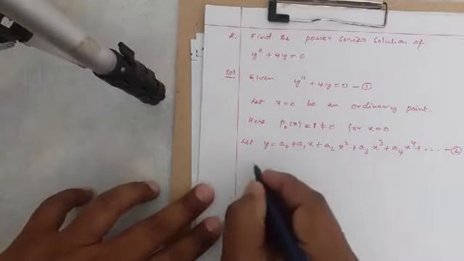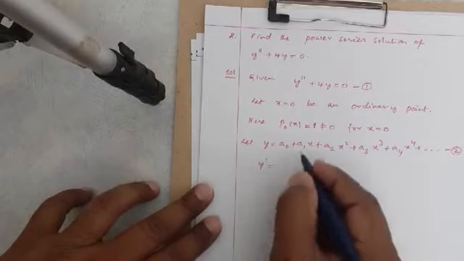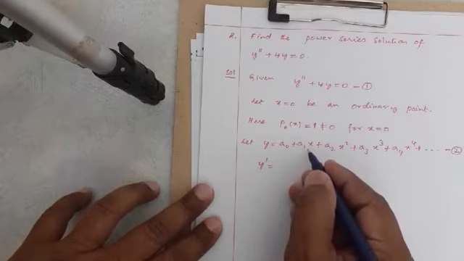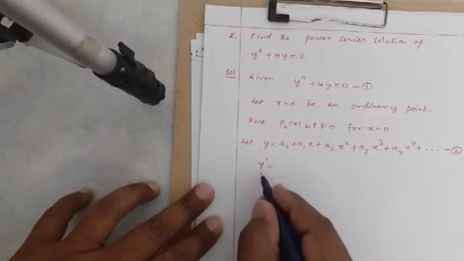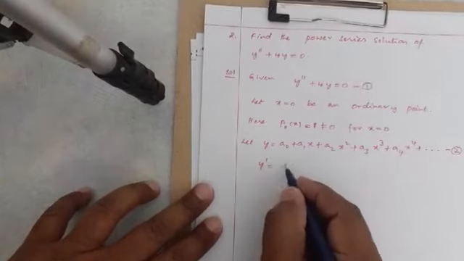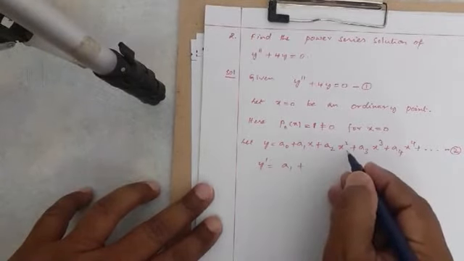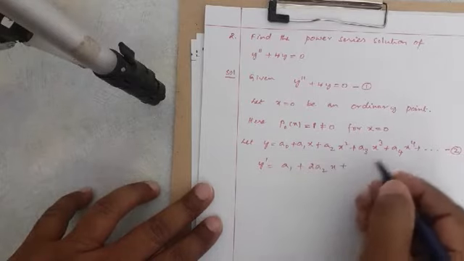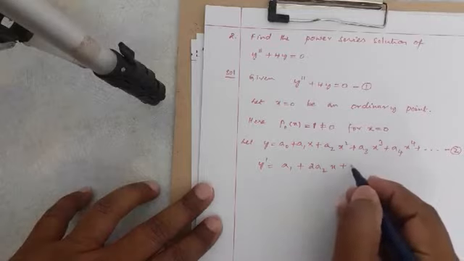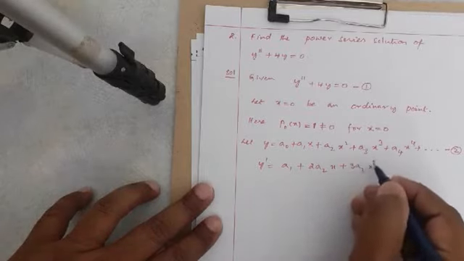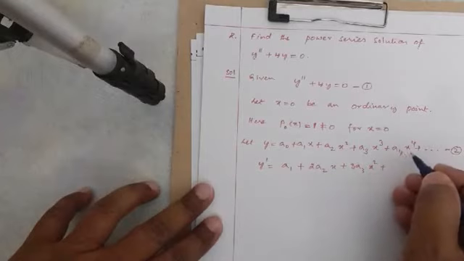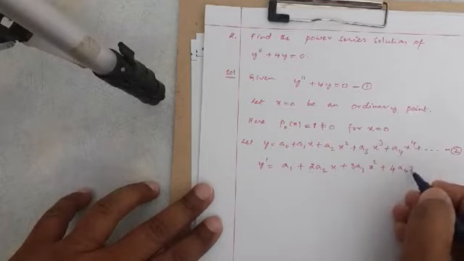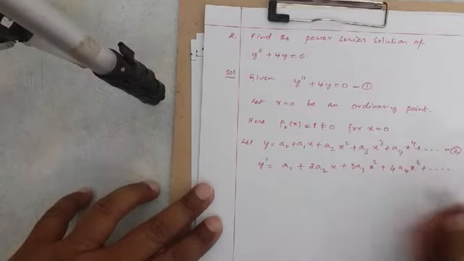Now when you differentiate this, y' is equal to, here a0 is constant, so that becomes 0. Here we have a1x, differentiating with respect to x, 0 plus a1. Now when you differentiate x², that becomes 2x, so we write 2a2x plus, when you differentiate x³, that becomes 3a3x² plus, when you differentiate a4x⁴, that becomes 4a4x³ plus and so on. So this is y'.